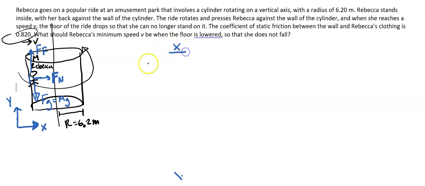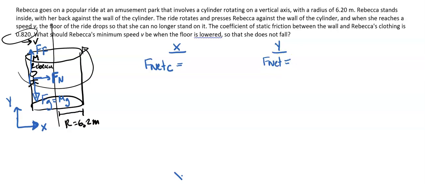For the X direction, let's set up F net C, because it's moving in a circle in the X. And for the Y direction, let's just set up F net, because it's not moving in a circle in the Y direction. It's only a circle in the X.